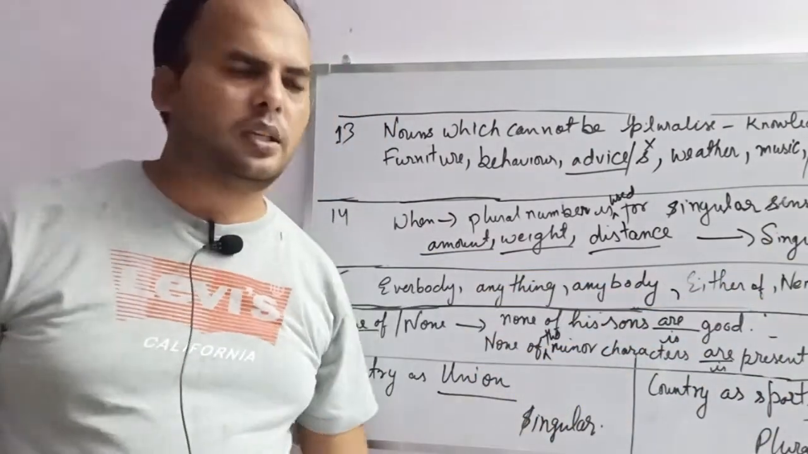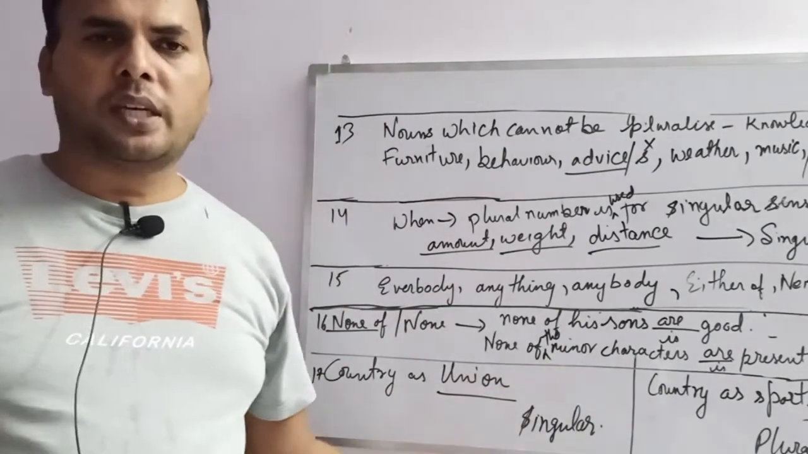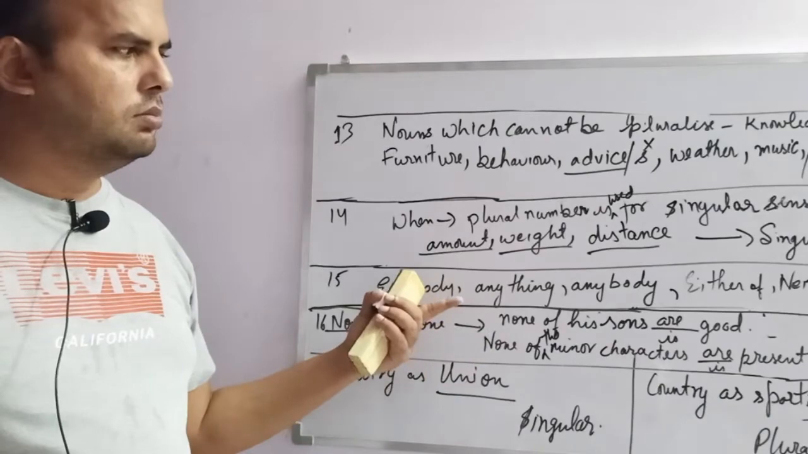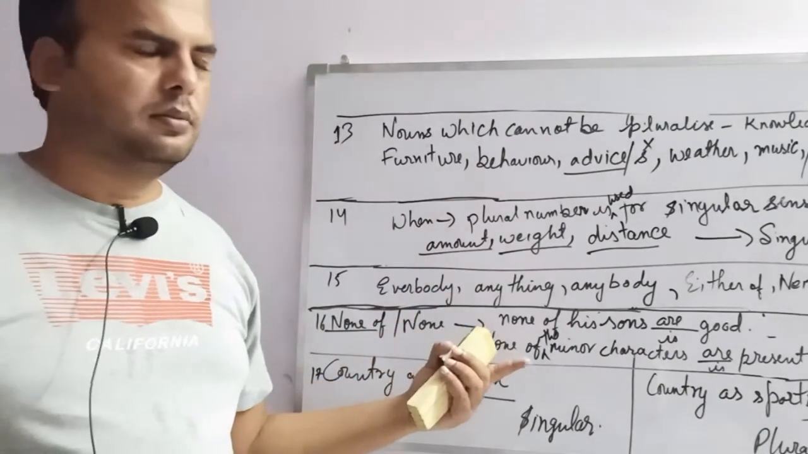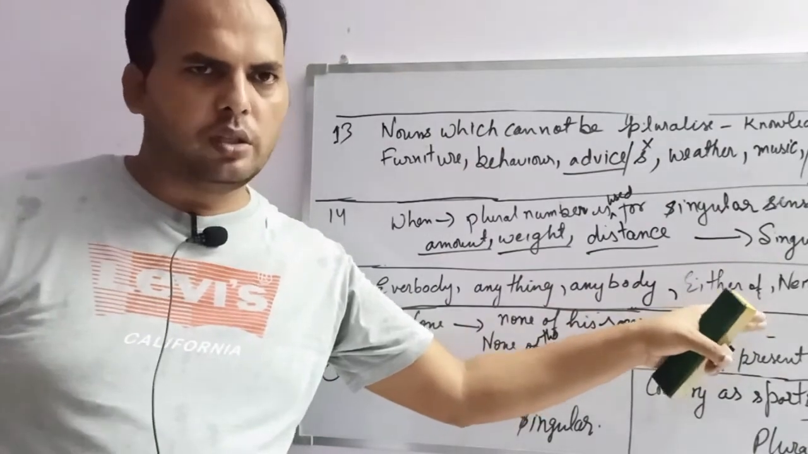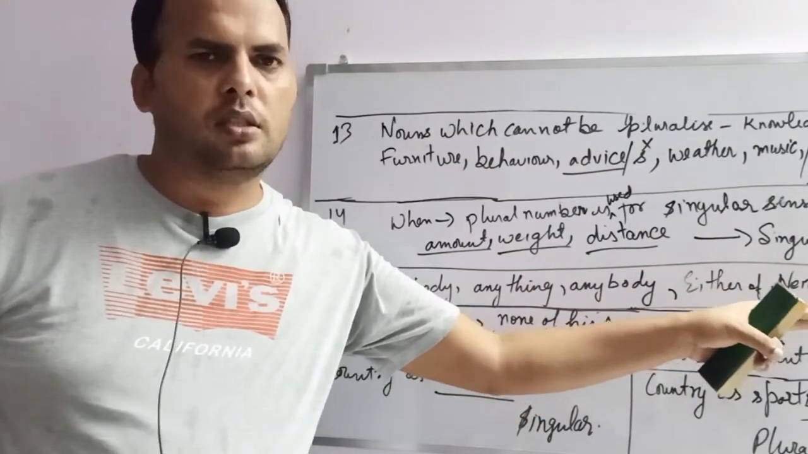If we are using everybody, anything, anybody, either of, neither of, we are going to use singular verb, like everybody is present, anything is possible, either of his sons is good, neither of his daughters is good.